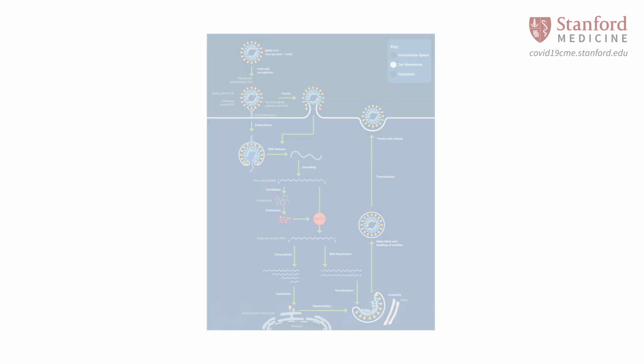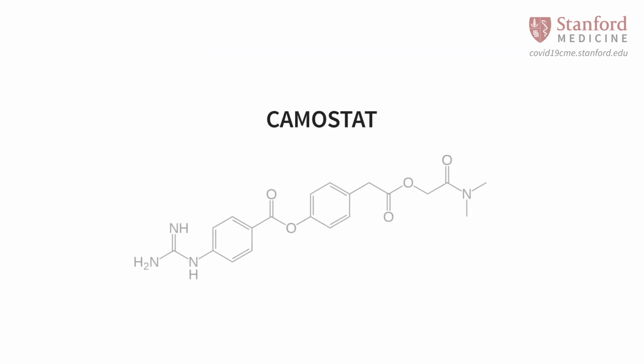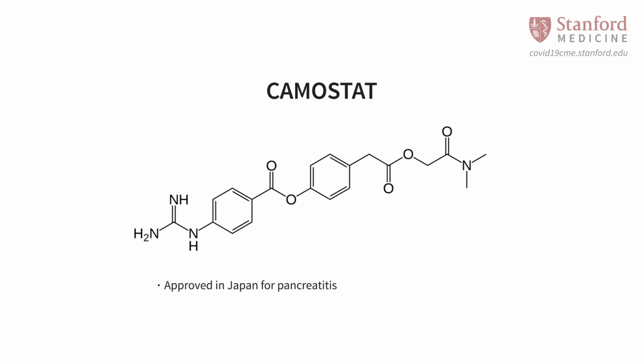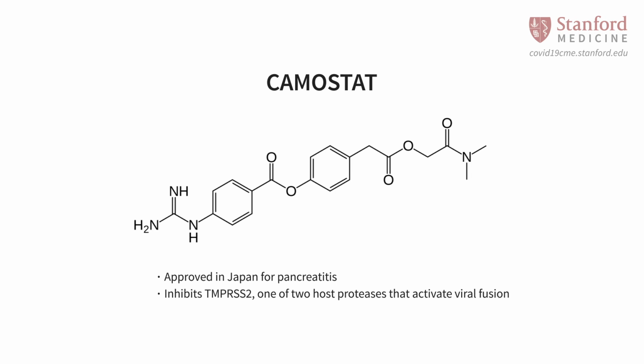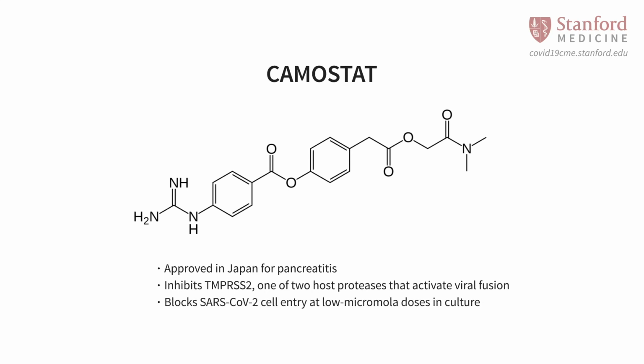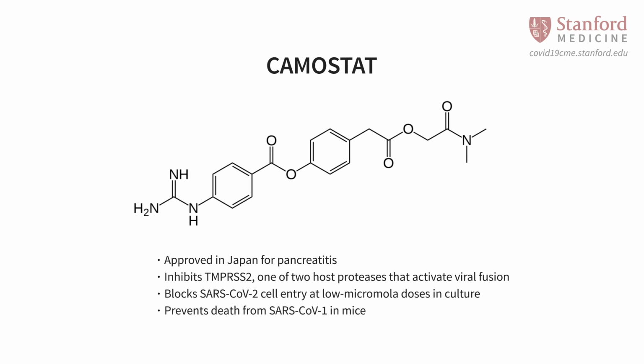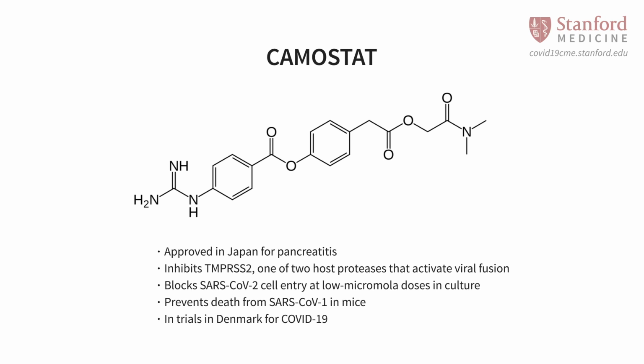The first example we will discuss is Chemostat. Chemostat is a drug approved in Japan for certain cases of pancreatitis. Chemostat inhibits TMPRSS2, one of 2 host proteases that can activate the viral spike protein for fusion. It has been found that Chemostat blocks entry of SARS-CoV-2 into cultured cells at low micromolar concentrations, which can be considered medium in potency. Interestingly, Chemostat prevents death from the closely related SARS-CoV-1 in mice. Chemostat is currently in trials in Denmark for COVID-19.